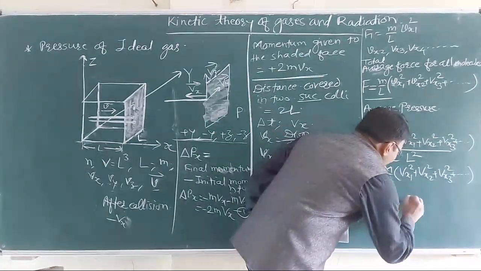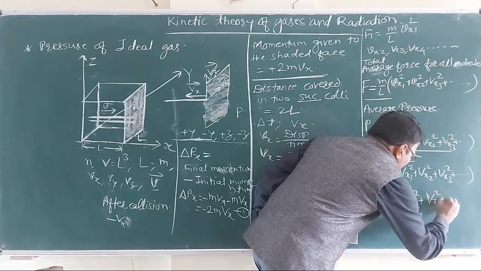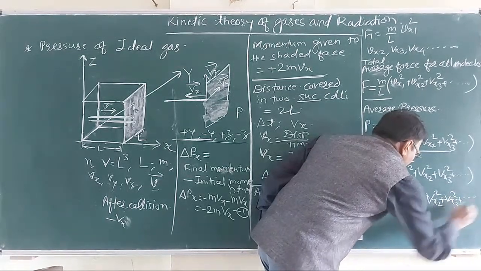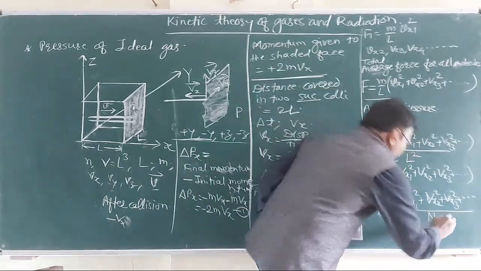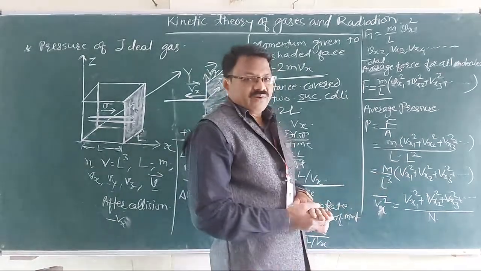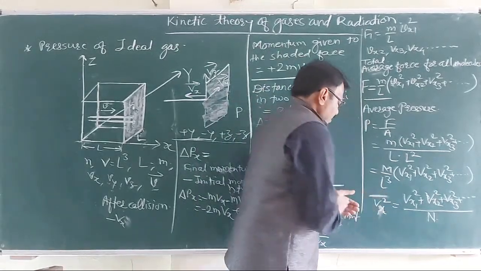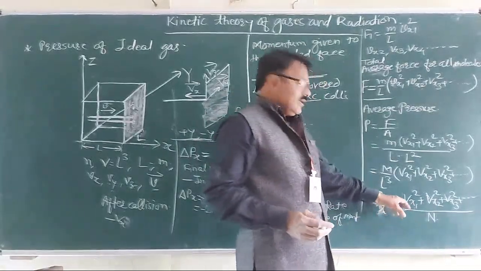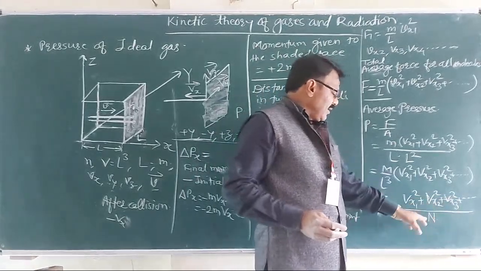Mean square velocity we can find as Vx square bar, which is equal to Vx1 square plus Vx2 square plus Vx3 square plus ... Now these are the n number of velocities, therefore we can find the average by dividing with the total number of velocities. So the average value of Vx square bar is equal to Vx1 square plus Vx2 square plus Vx3 square upon n.